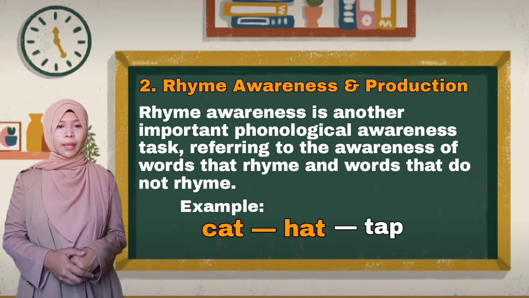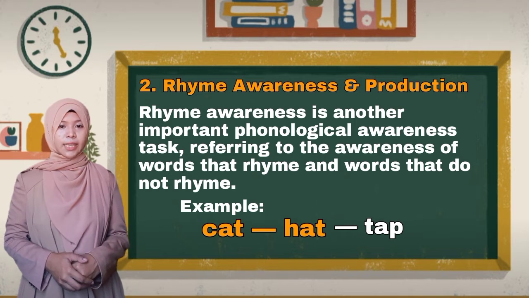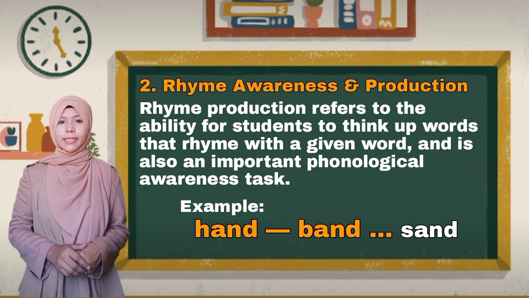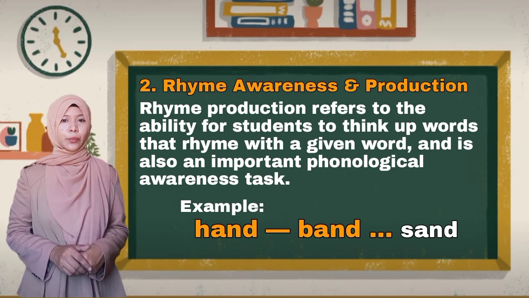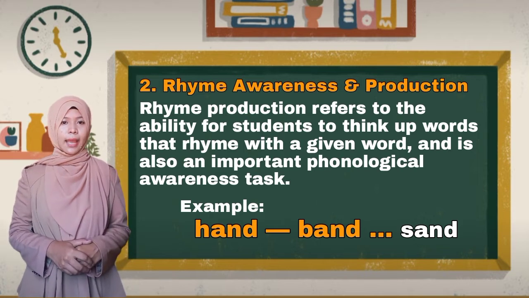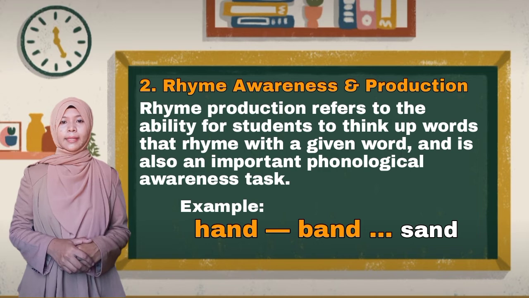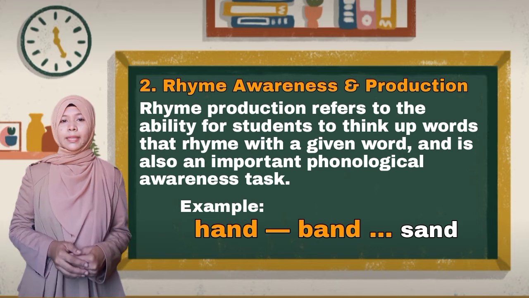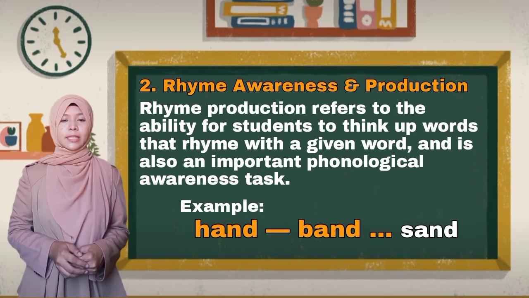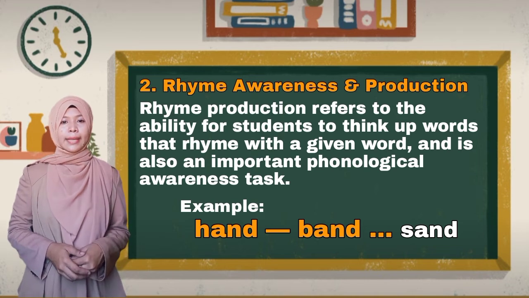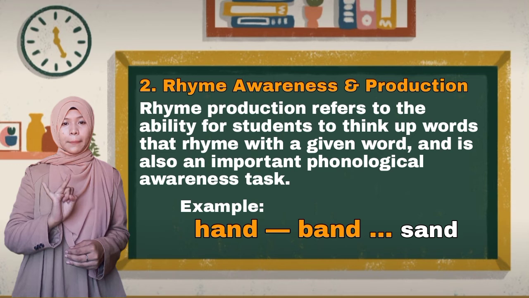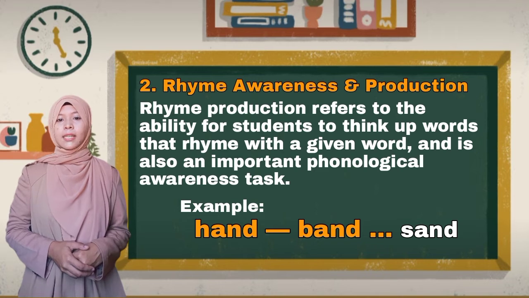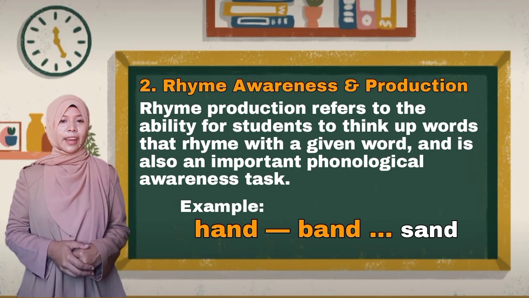Take note that seeing the spelling of these words is not required to focus on phonological awareness. Rhyme production, on the other hand, refers to the ability of students to think of words that rhyme with a given word and is also an important phonological awareness task. In rhyme awareness, the teacher will provide the group of words. In rhyme production, the teacher will only provide the first and second words and will let the students think of words that rhyme with what the teacher said. For example, students would be asked to hear the rhyme in the words hand, band, and the students will continue it, coming up with another rhyming word like stand. So hand, band, stand. That is rhyme production.